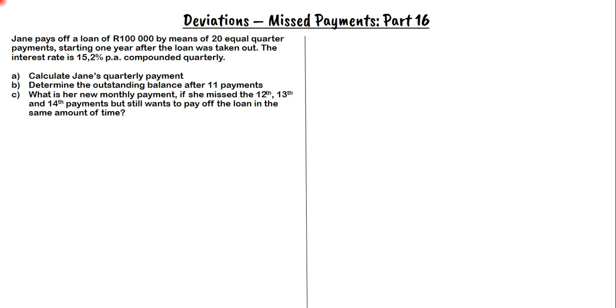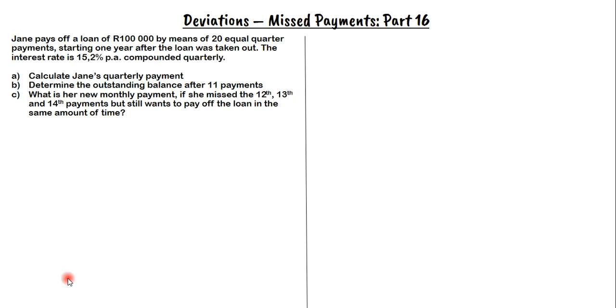Now, Jane pays off a loan of 100,000 rands by means of 20 equal quarterly payments, starting 1 year after the loan was taken out. Now, the interest rate is 15.2% per annum compounded quarterly. Now, this question is: calculate Jane's quarterly payments.